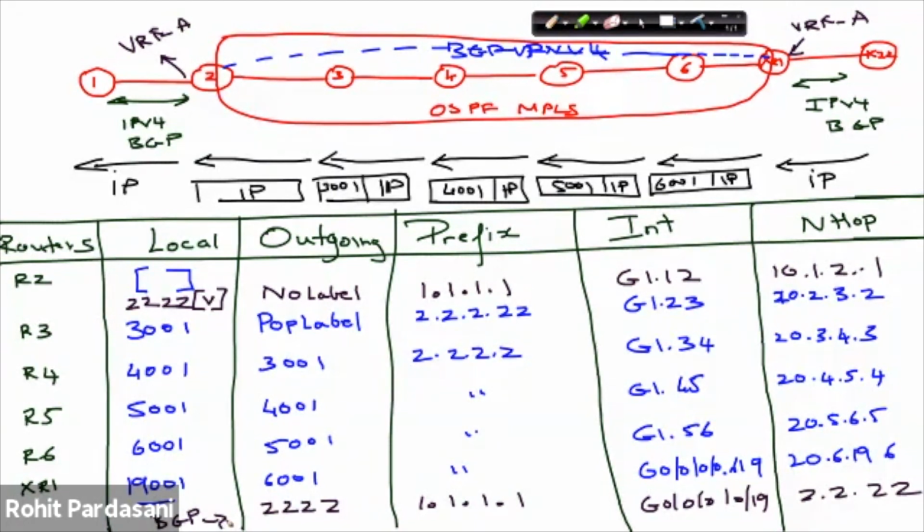So now how is the packet flow going to be? Again, what's going to happen, the difference is going to be here.